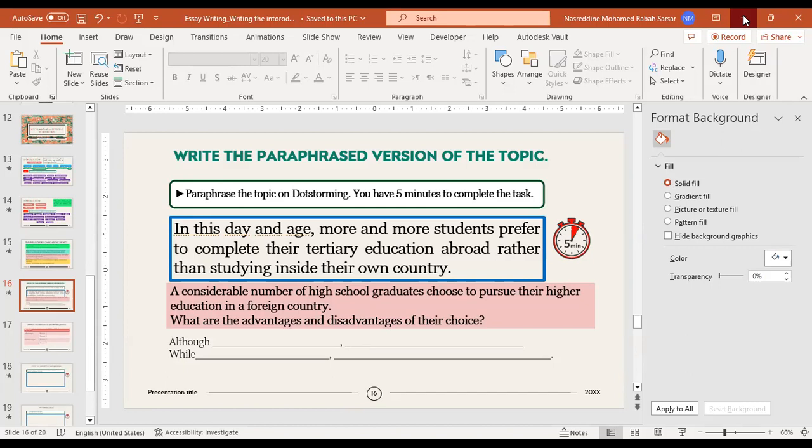A considerable number of high school students choose... Okay, now this is the question. Maybe you are going to write a comment here. Okay, now what are the advantages? I will help you with the one who sent this. I will help you with the disadvantages. I will write, for example, homesickness, and then number 1, and then number 2. So we will write high cost of education.